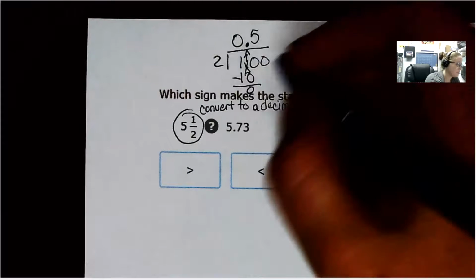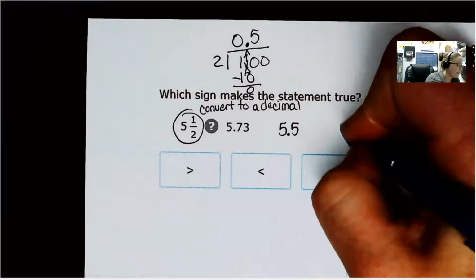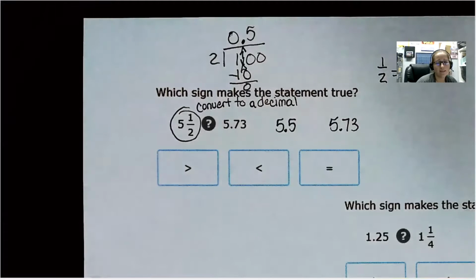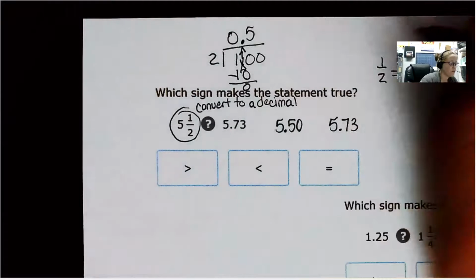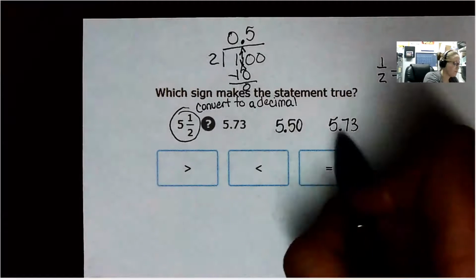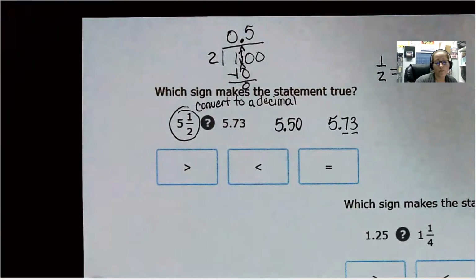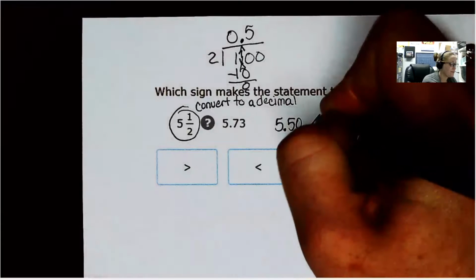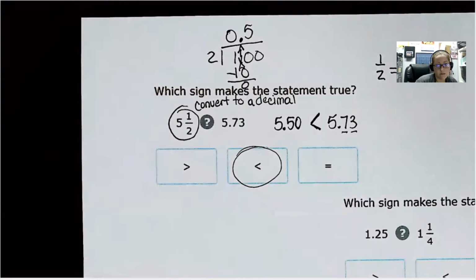So converting this to decimal, now we have 5.5, and then we have 5.73. So you can see, looking at this, which is the bigger number, okay? We can always add a 0 to match the amount of decimal places that this is past the decimal. So 5.50 or 5.73. And we would say that 5.73 is the bigger number. So we would say that 5.5 is less than 5.73.